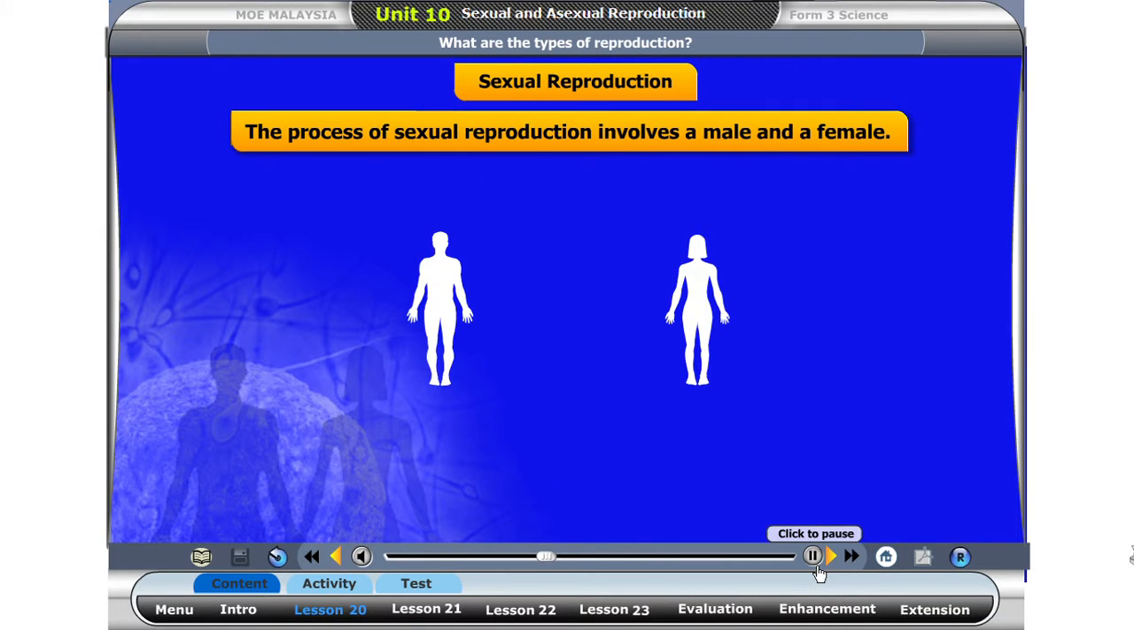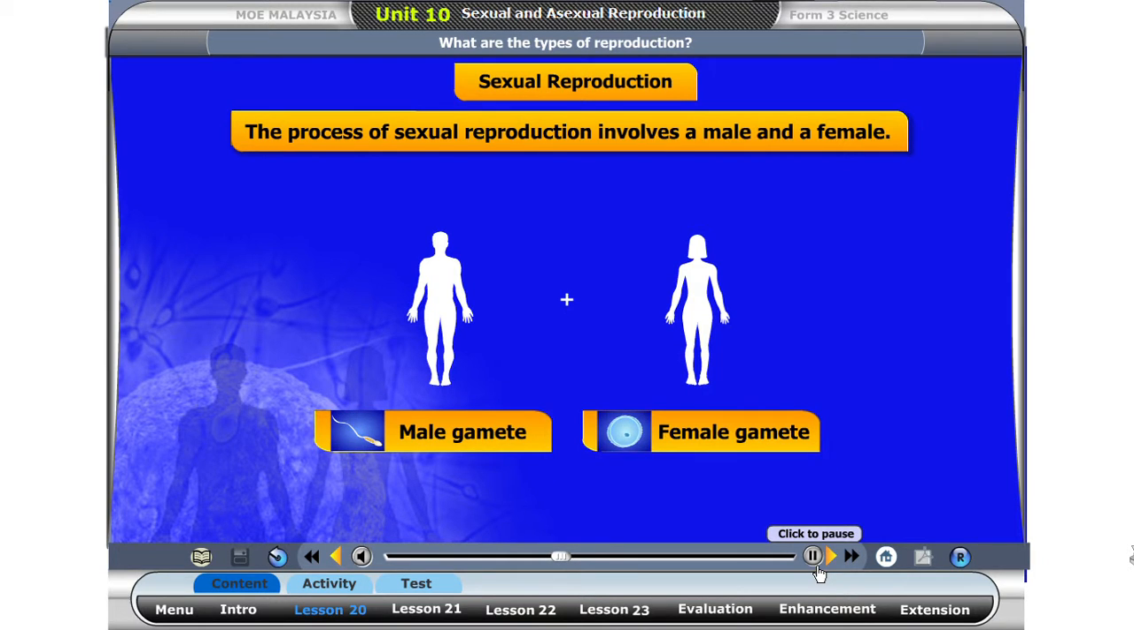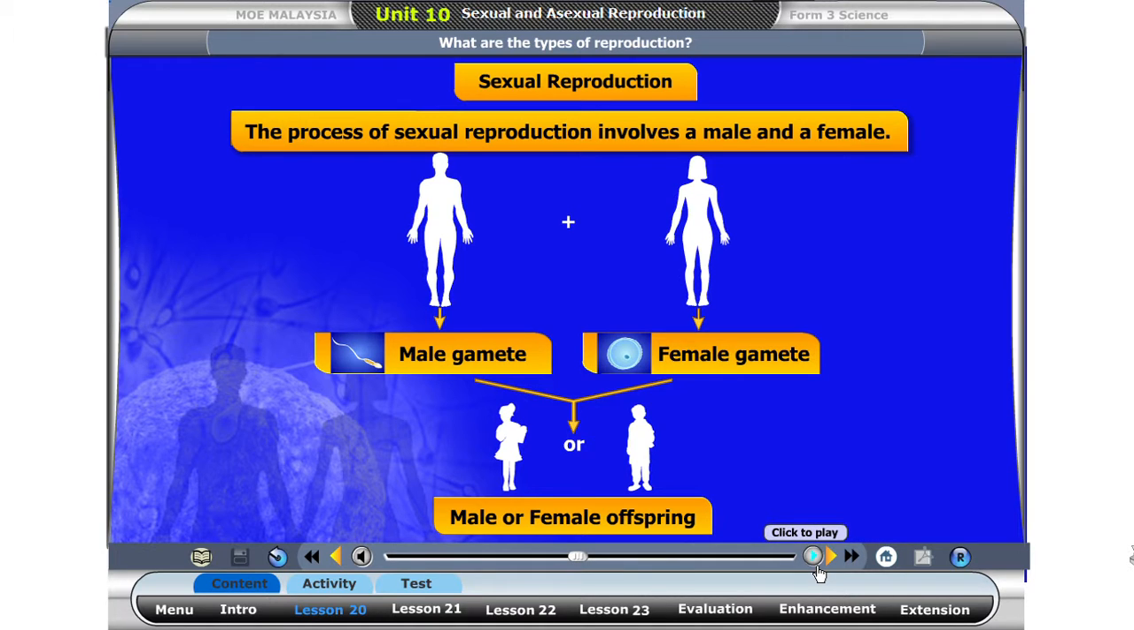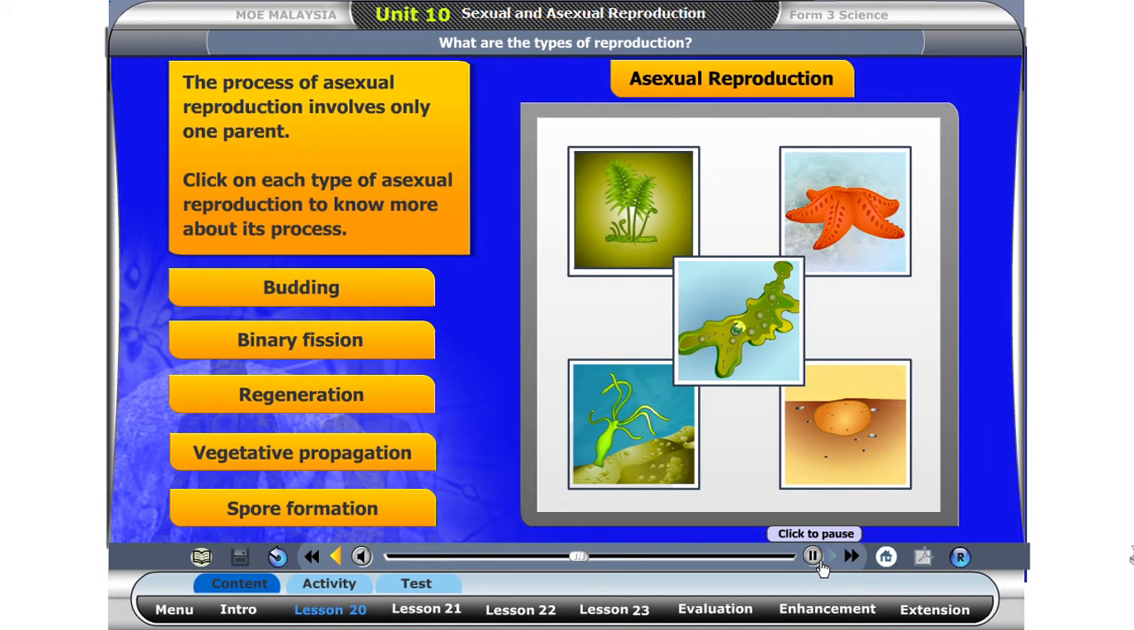First, let us look at sexual reproduction. The process of sexual reproduction involves two parents of different gender. The parents contribute the male and female gametes or sex cells to the process. Sexual reproduction produces a new individual. Unlike sexual reproduction, the process of asexual reproduction needs only one parent to reproduce.